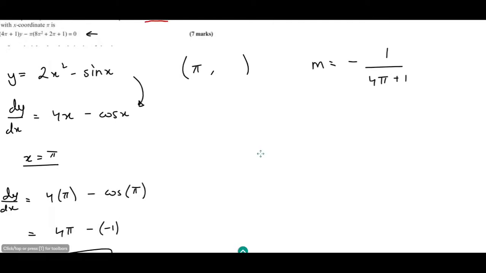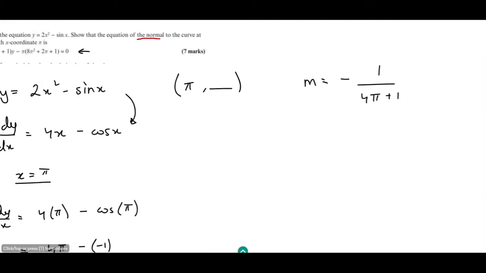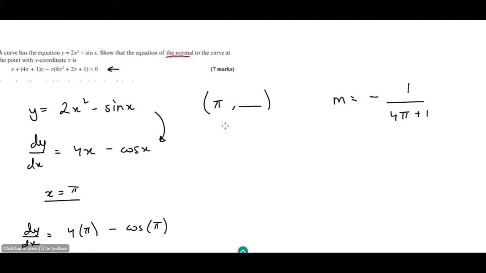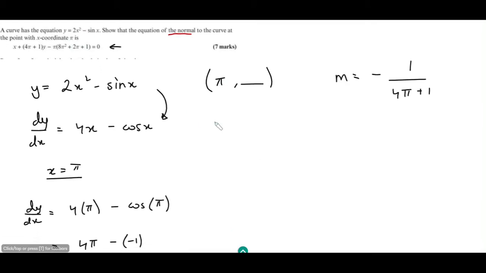Okay, so we are almost there. We just need to fill in the y coordinate, because to find the equation of a line, we need the gradient and we need a point. Now we're given half of a point, so how would we go about finding the y coordinate at this point? Well, we take the x value which we've been given and substitute it into the equation of the curve. Okay, so how would we do that?